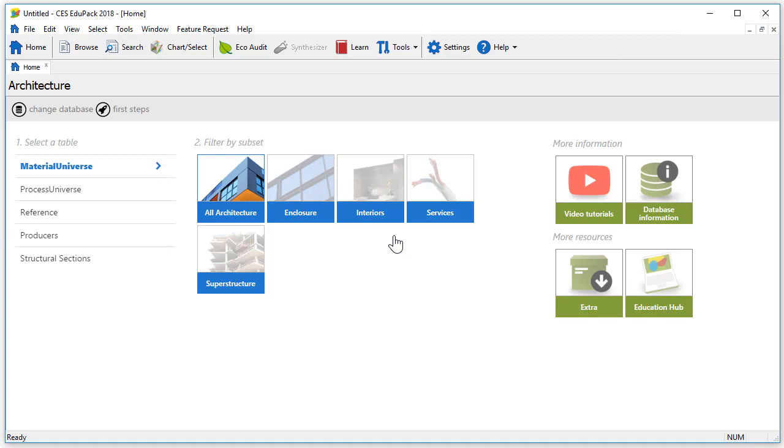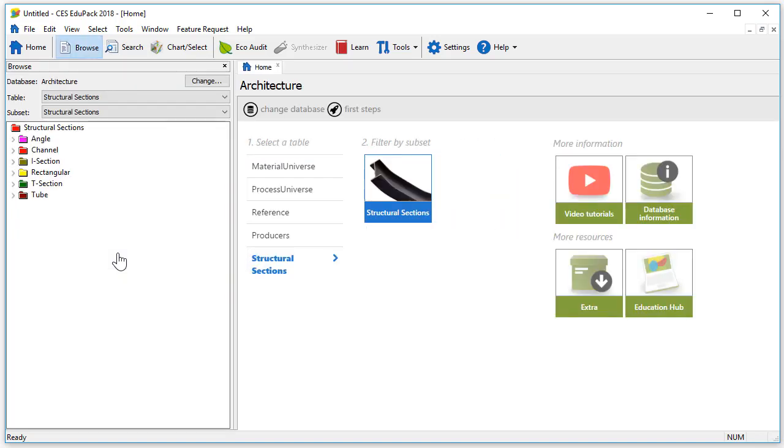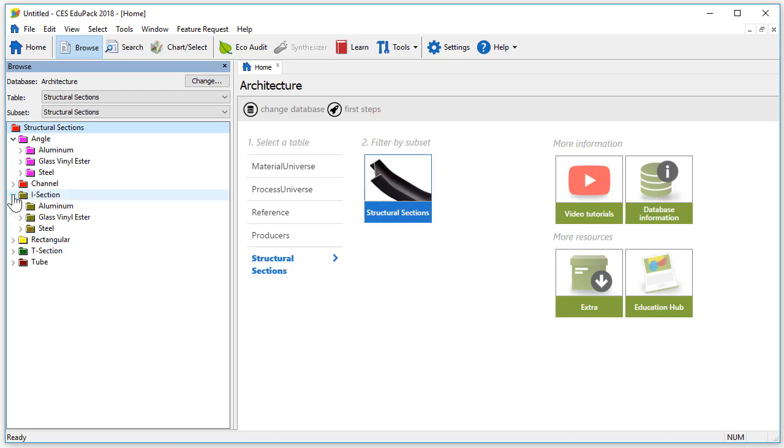On the home page, we can see that, by default, we're in the material universe. You can navigate through other tables, such as the process universe, references, producers, and structural sections. Let's choose structural sections to begin with. This opens the left panel. This table gives you access to properties and over 1,800 structural sections.